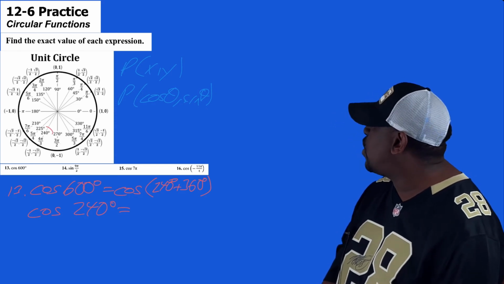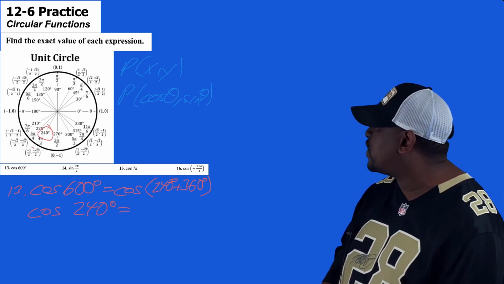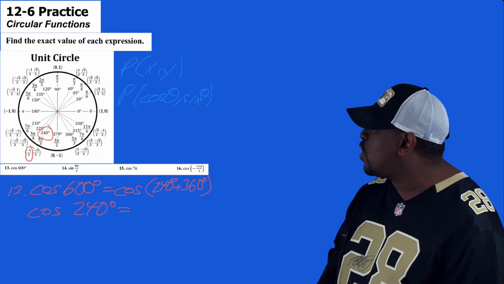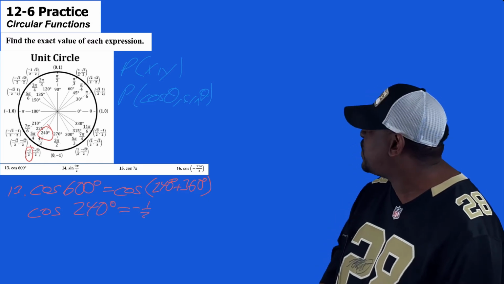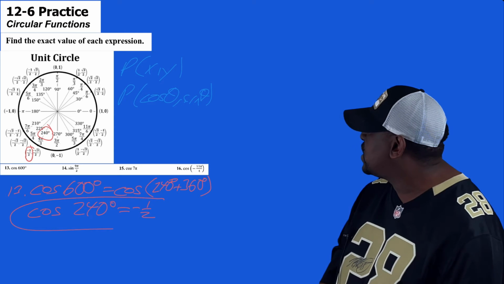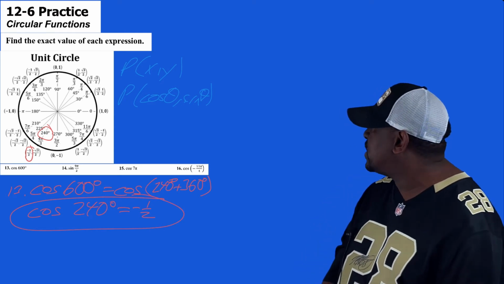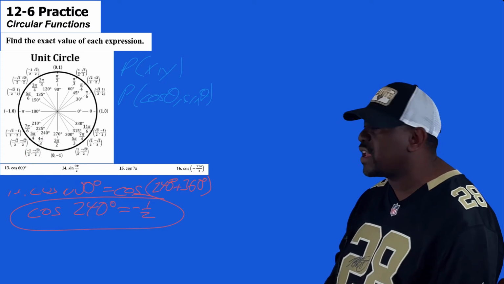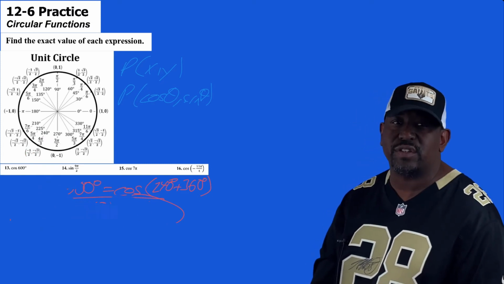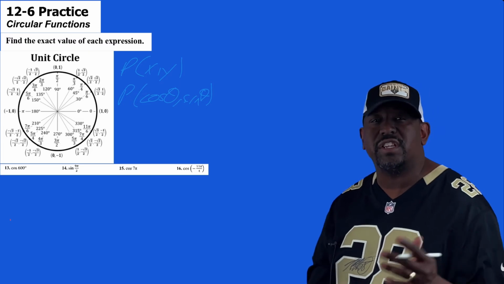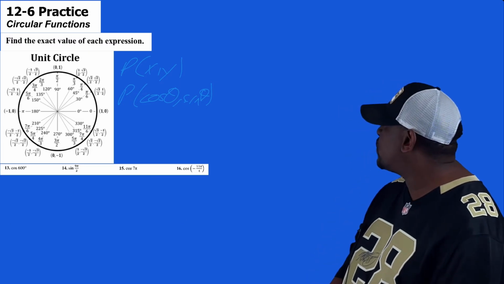So now we look on our unit circle, we circle our value in red, and so cosine is the x-coordinate, so that value is -1/2. So the cosine of 600 degrees is equal to -1/2 because it's the same as the value of cosine of 240 degrees. That's the concept of reference angles, which was covered in a different video. So let's see where we are now.